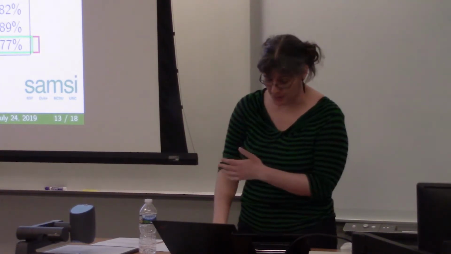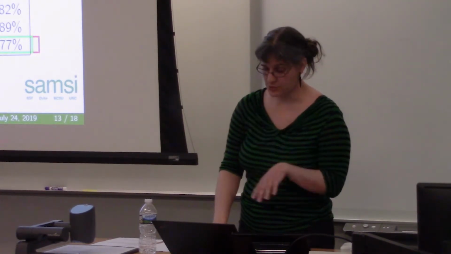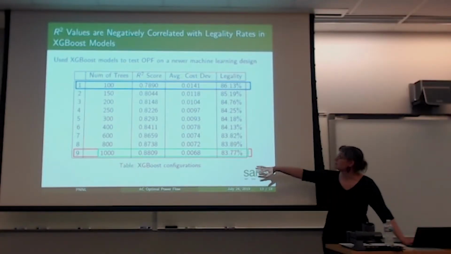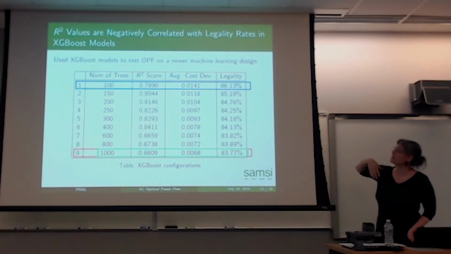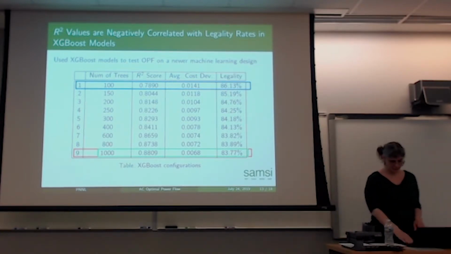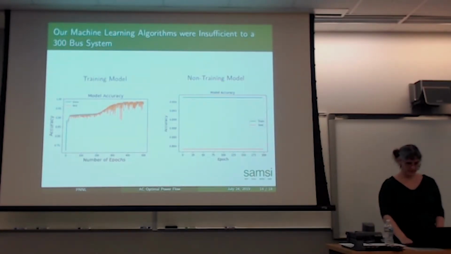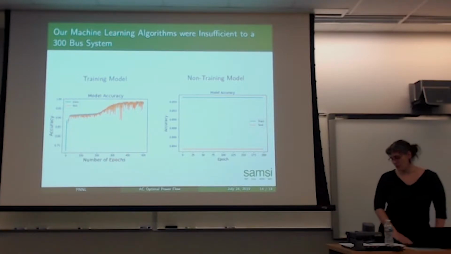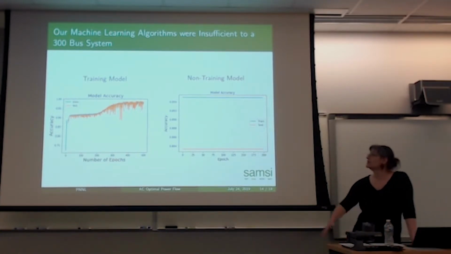For our purposes, we did use the last one on here with the highest number of trees, even though the legality rate at the top was the highest for the blue one. We tried it on the 300 bus system, and unfortunately, we were extremely unsuccessful. It clearly stagnates.